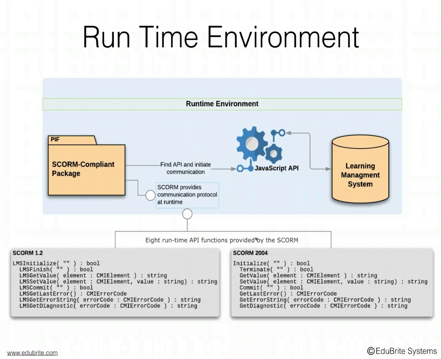SCORM provides 8 runtime API functions. On the left, you'll see SCORM 1.2, and SCORM 2004 is on the right. So very similar in purpose, but just slightly different in syntax. So note that only the SCO can initiate this communication here. The LMS is a passive entity that simply responds to the API calls made by the content. It just launches the content and responds to requests.